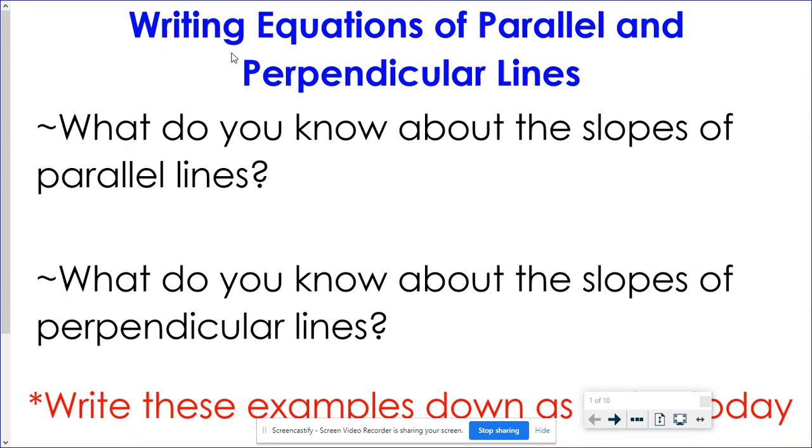So again, algebra students, we're going to spend another day working on writing equations of parallel and perpendicular lines. Now that we've learned about the slopes of parallel and perpendicular lines, this won't be too much extra to add on today. So what do we know about the slopes of parallel lines? If they are parallel, that means that they have the same slope.